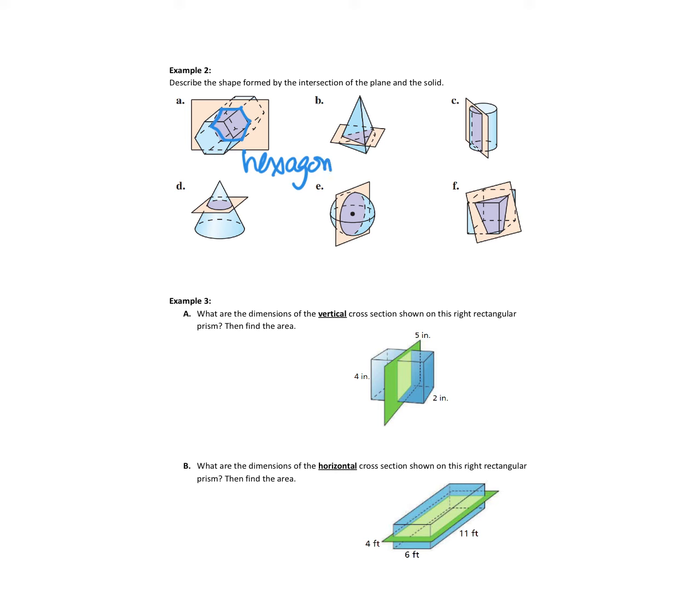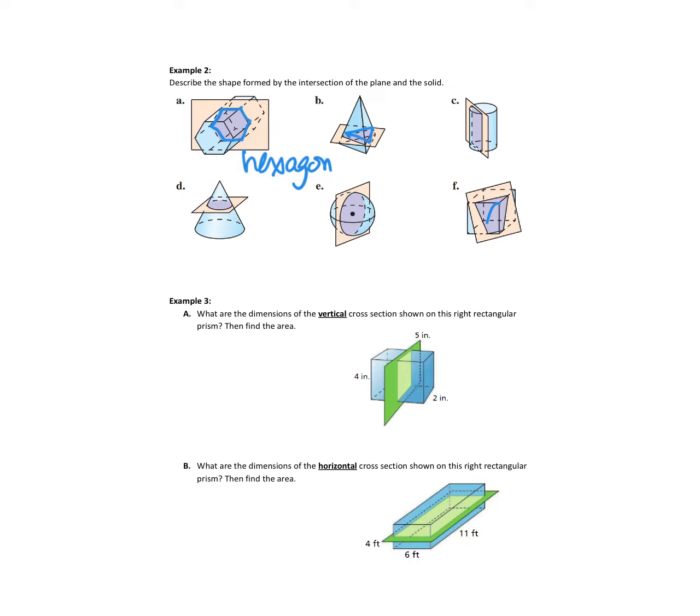What they're asking for when they ask for the shape formed by the intersection is, if you could pick this and separate it into two pieces, what would you have? You would have whatever shape you see in that picture, the gray box. So you're going to write down those shapes.